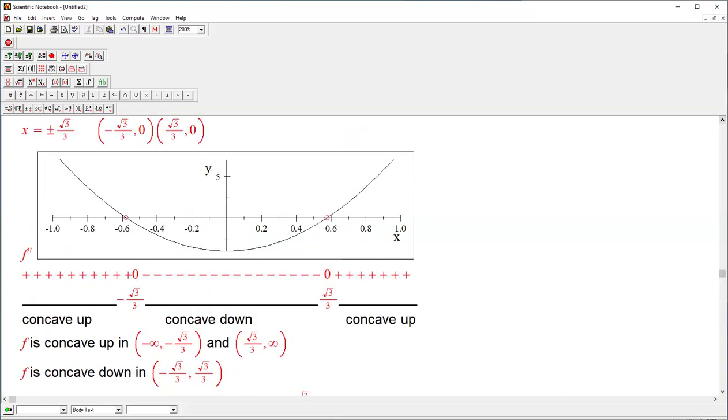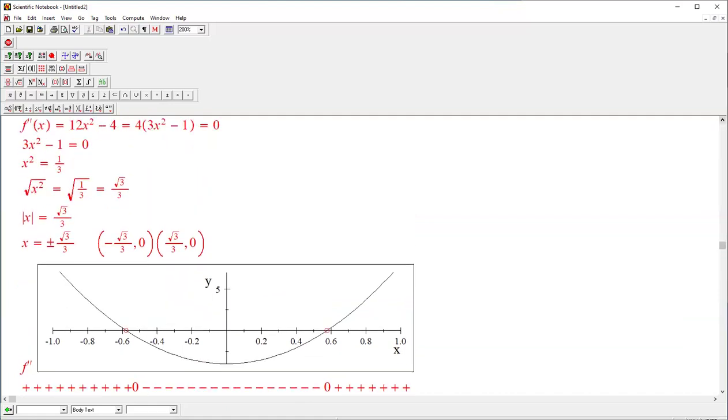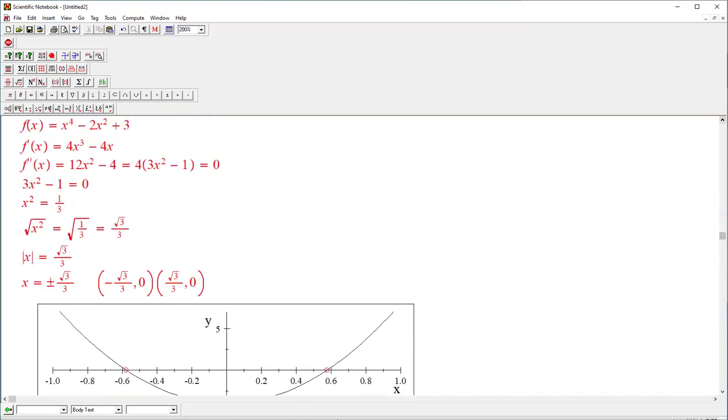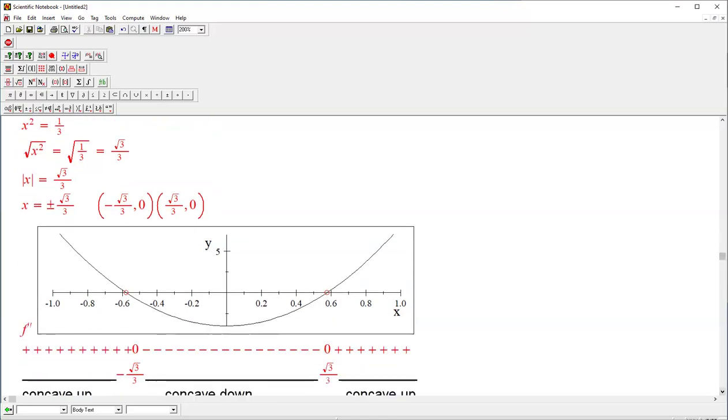That's it, right? You can see when we are looking for concavity, you don't need to find critical numbers. You just go straight to the second order derivative and discuss the sign of the second order derivative. Okay, that's all. Thank you for watching.